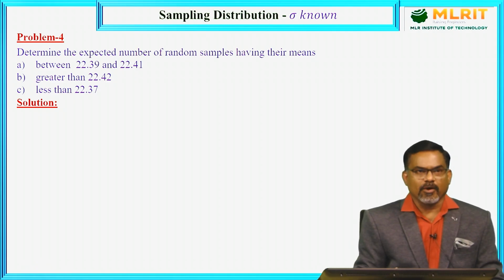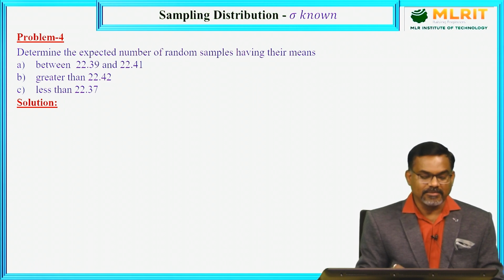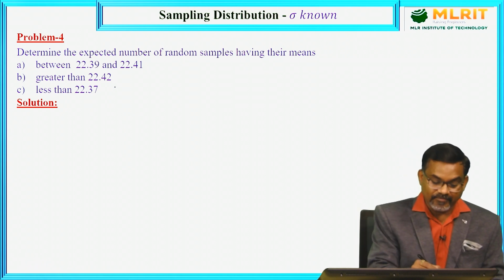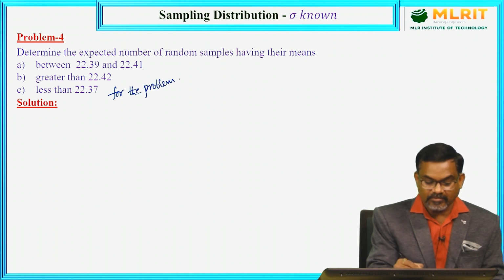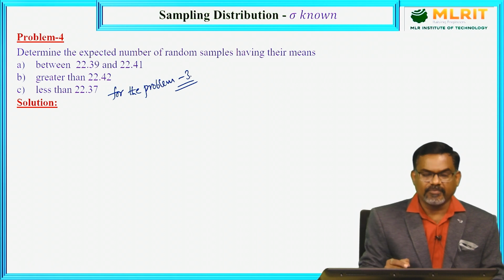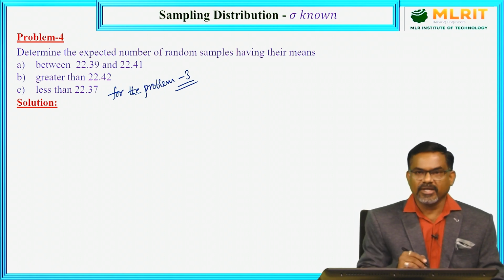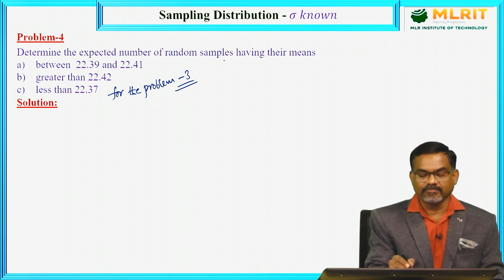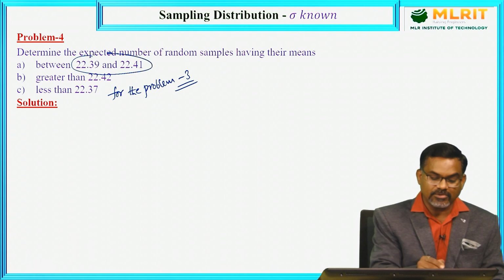Now, coming to the next problem: determine the expected number of random samples having their means between 22.39 and 22.41, greater than 22.42, and less than 22.37 for problem 3. So, for the previous problem, that means we consider the same data given in problem 3. And for that problem, we need to calculate the expected number of random samples having their means between these two values, greater than this, and less than this value.